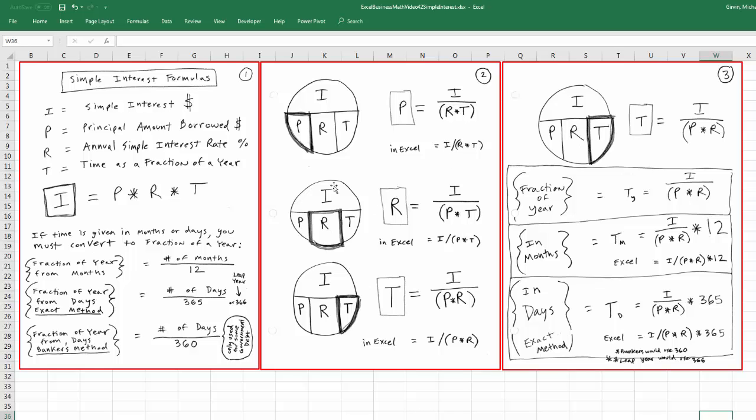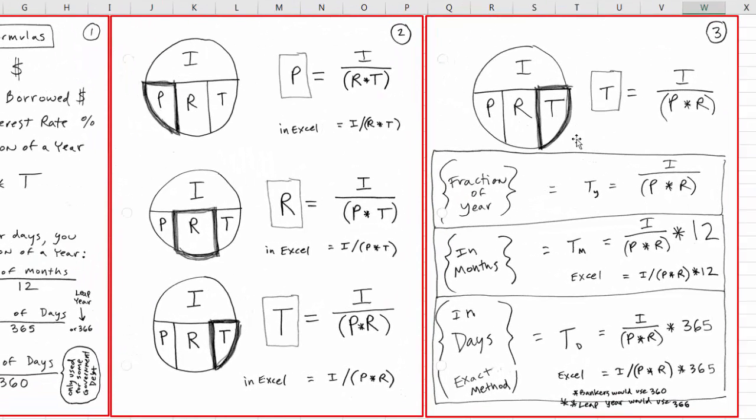If we're solving for R, interest divided by principal times time. And if we're solving for time, interest divided by principal times rate. Now, if we're solving for time, remember, this will yield the fraction of a year. So when we're doing our formula for time, yes, fraction of a year, we simply take interest and divide it by principal times rate. But guess what? That's fraction of a year. If we want to bump it back up to months, then we have to take the fraction of a year and simply multiply it by 12 to get it back up to months. If we're doing days, we simply take fraction of a year and multiply it by whichever is the correct number of days you're using.